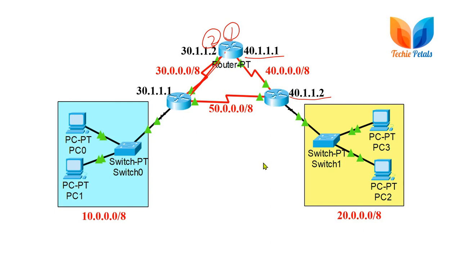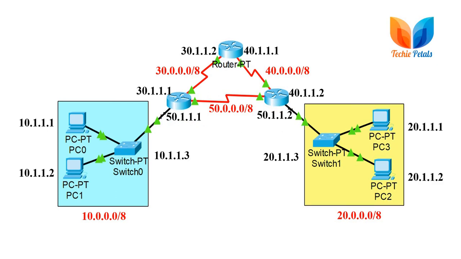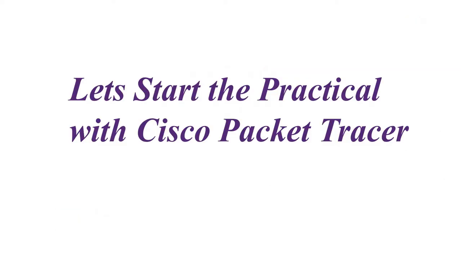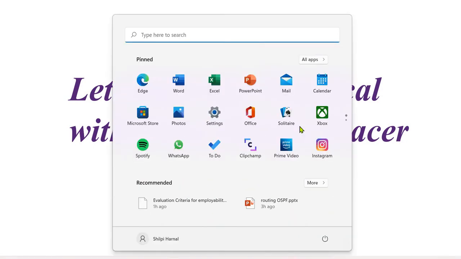Now the next, I am going to use for network 50 as 50.1.1.1 for this connection, and for this connection I am going to use 50.1.1.2. So this will be the complete configuration that I am going to use. You can take a screenshot of this and configure or assign the IP addresses to your network according to this configuration. Now let's see the practical implementation of this network with Cisco Packet Tracer.